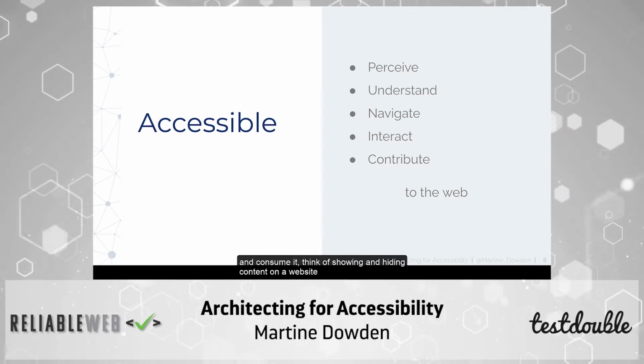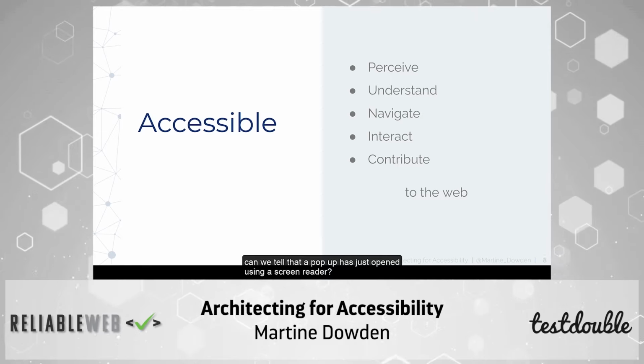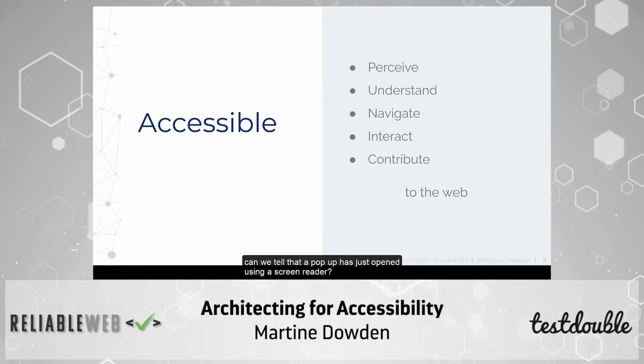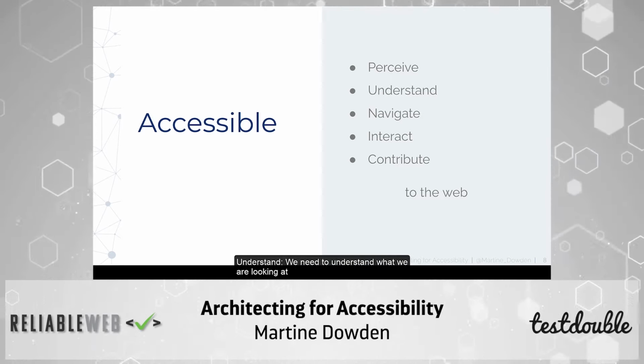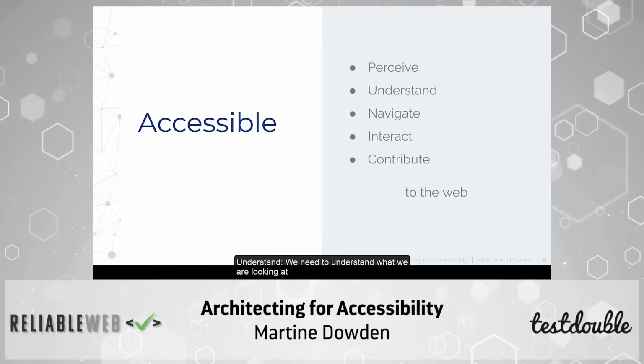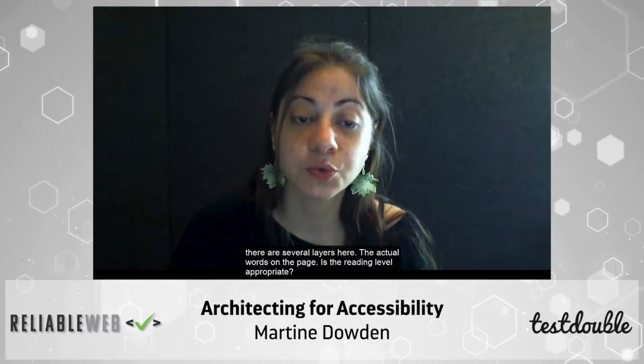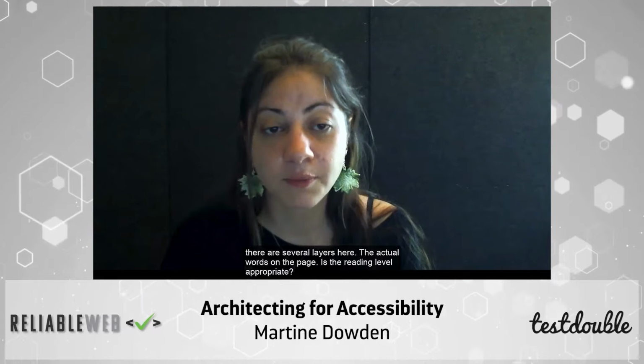Think of showing and hiding content on a website. Can we tell that a pop-up has just opened while using a screen reader? Understand, we need to understand what we are looking at. There are several layers here. The actual words on the page: is the reading level appropriate, or am I using business terms that my users may not know? Content organization: can I tell what in the world I'm looking at? And interactions: can I tell what I can even interact with, such as links or buttons?